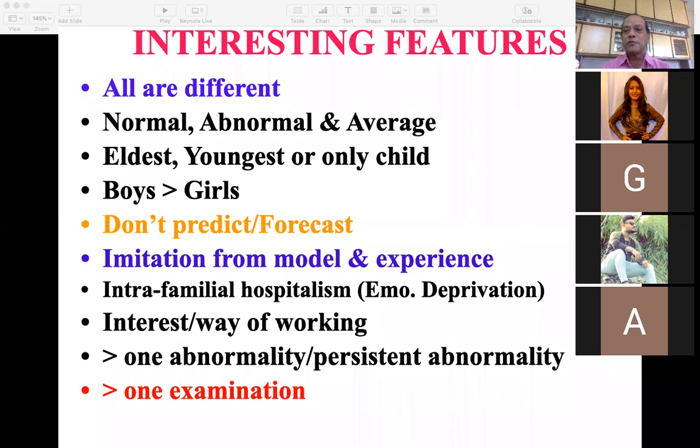Please, once you become a doctor, do not label any child as abnormal in one single examination. Again, if it is a gross abnormality, definitely you can label it. But otherwise, only because the child is not performing, it does not mean he will not perform in future also.